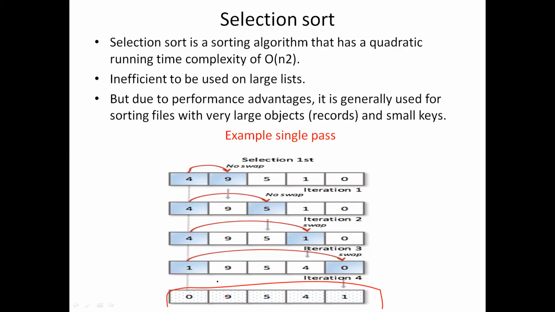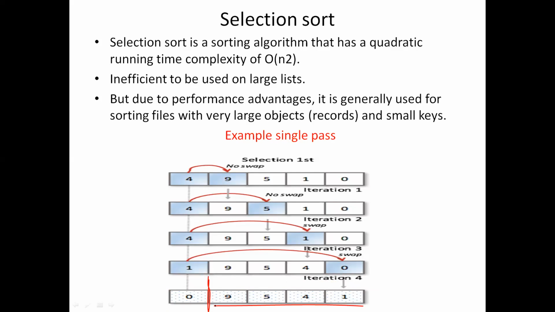Once I place it, this is the output of the first pass, and this is the input for the second pass. In the second pass, what will I do? I will sort only these 4 elements. I need not check the first element, the first index. Why? Because it is sorted. The lowest element is placed in the least index of the array, the zeroth index.